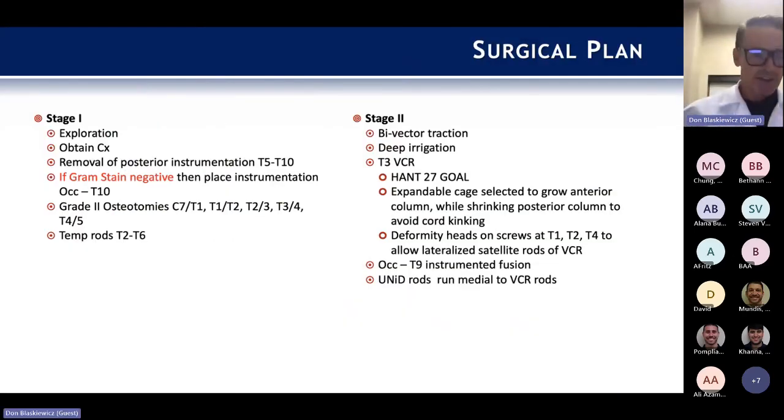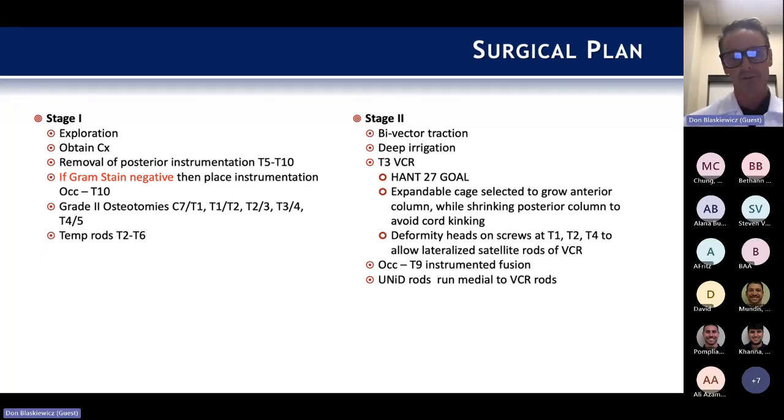So my surgical plan at this point was stage 1: exploration, obtain cultures to make sure there wasn't any residual infection, and remove the instrumentation from T5 to T10. If the gram stain was negative, then replace instrumentation, occiput to T10. We'll talk about the occiput in a minute. Then perform grade 2 osteotomies at a number of levels and temporary rod her, and then wait for the final cultures to come back.